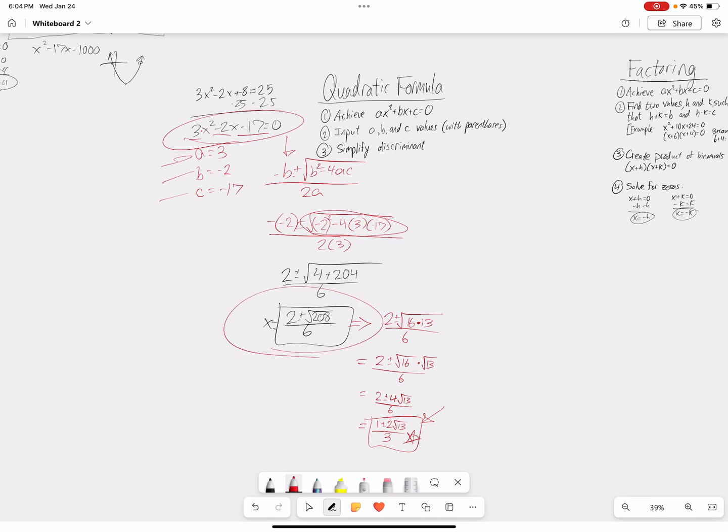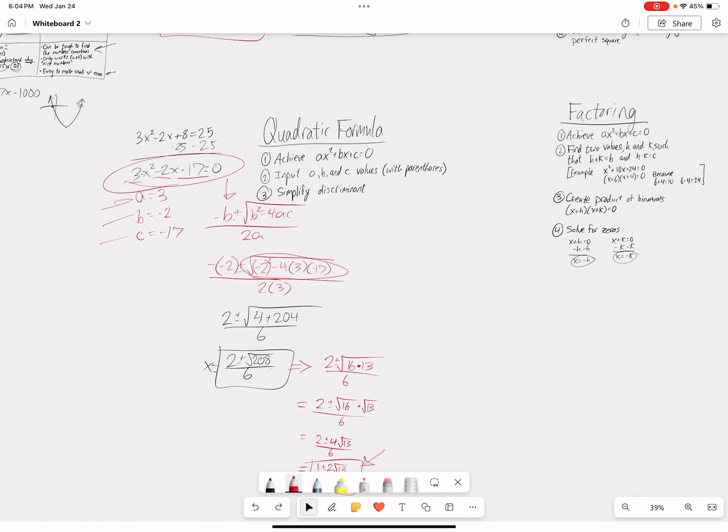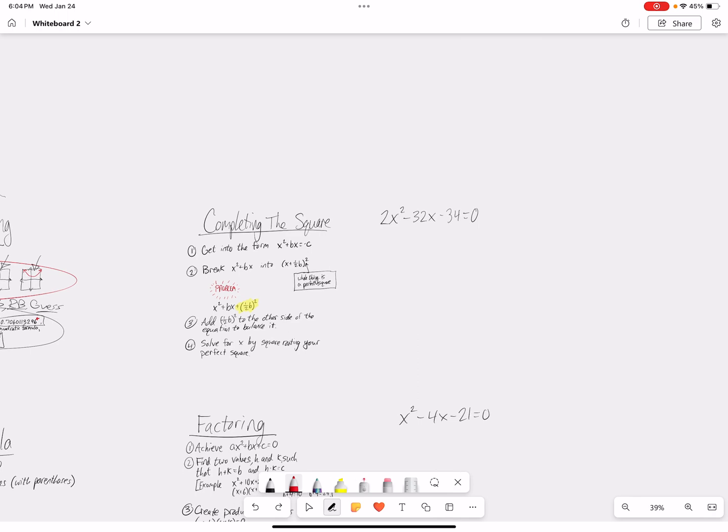If this is the thing that's totally throwing you over the edge, that's okay. Feel free to use decimals. You would drop a half point because you wouldn't have an exact solution, but it is way, way, way better than having nothing. Okay, completing the square.